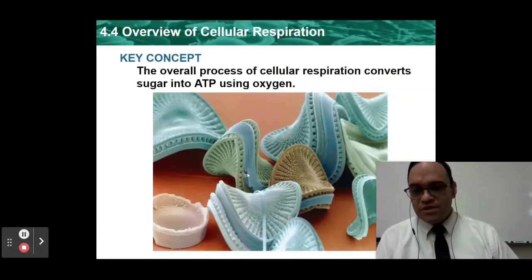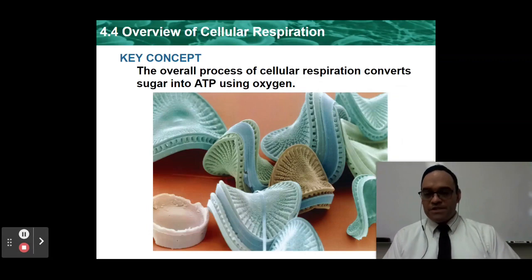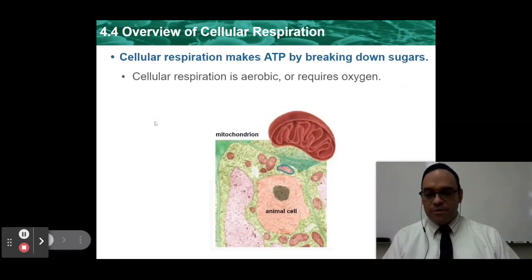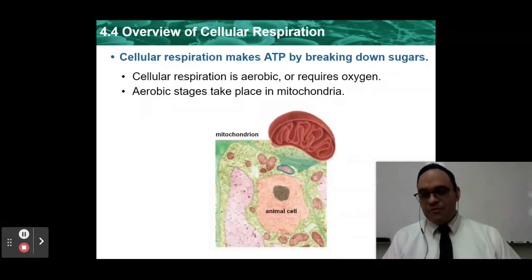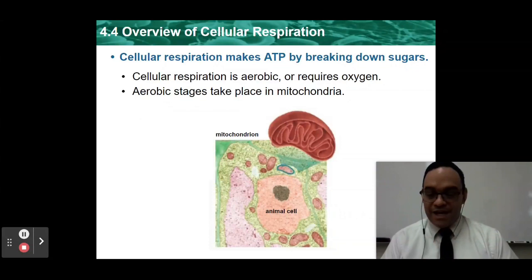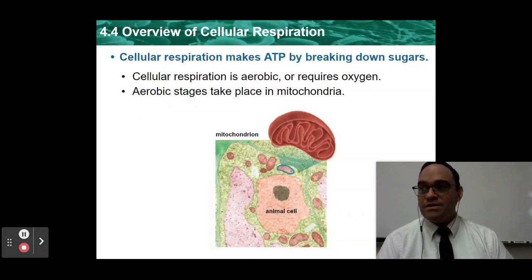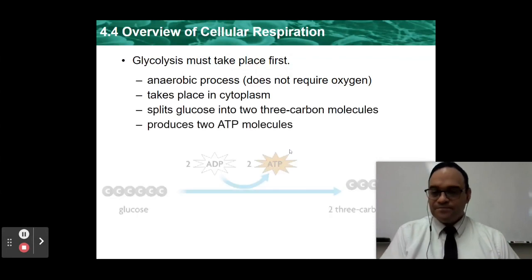All right, chapter 4, section 4. We are finally through photosynthesis, and we're going to talk about cellular respiration. Photosynthesis was all about making sugar, cellular respiration is all about breaking sugar down. Cellular respiration is aerobic. Aerobic means it needs oxygen, okay? And the stage of this process that requires oxygen is actually found in the mitochondria. And mitochondria, the power of the cell.